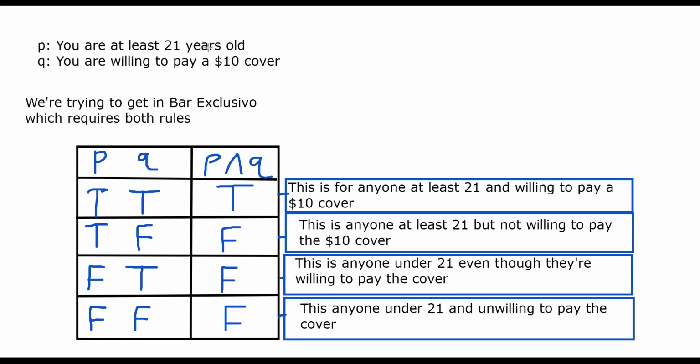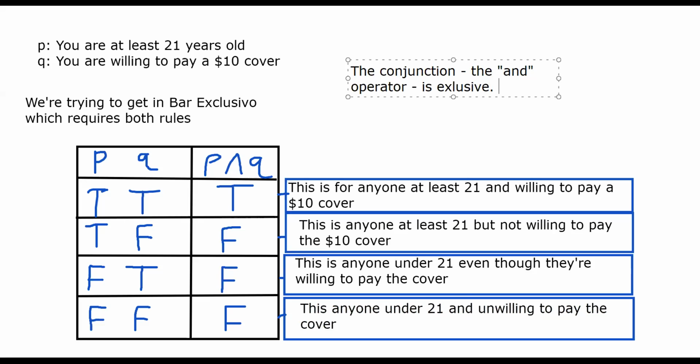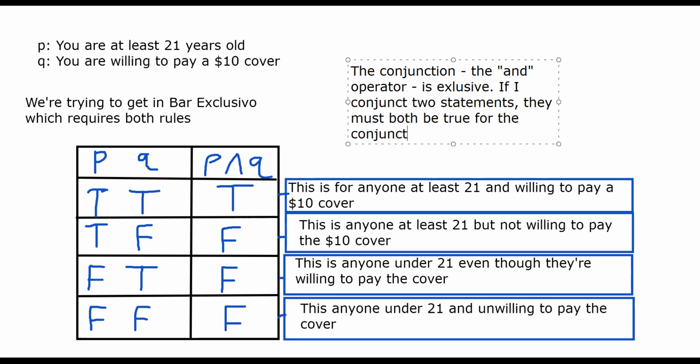So the conjunction, the and operator, is exclusive. If I conjunct two statements, they must both be true for the conjunction to be true. That's how it works. You have to be coming to the table with two truths. And then when I conjunct them, that's the only way you're going to get a true statement out of them. If either statement or if both statements are false, the conjunction is false. So the conjunction is the harder one to get a true statement out of.